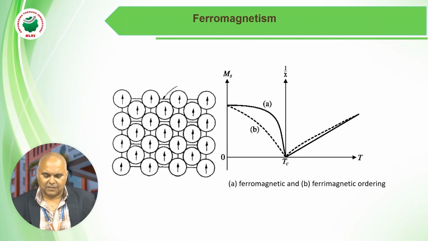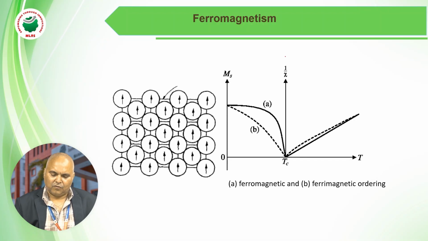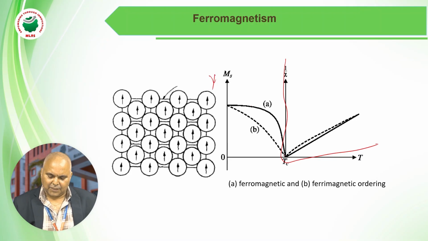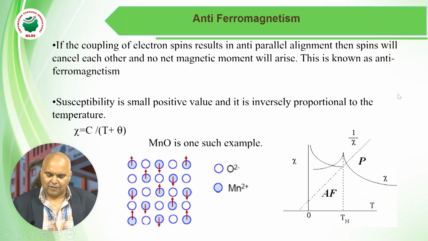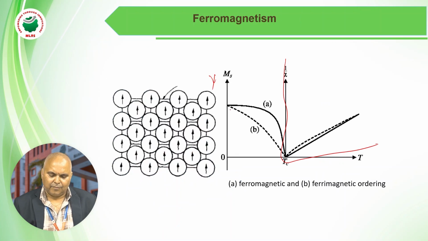You can see the curve with temperature, how it looks. This is the 1 over chi value, nothing but the chi value. If the temperature decreases, the value will increase and it will saturate at lower temperature. That means a sudden increase of magnetic moment will occur at a particular temperature. That temperature is called the Curie temperature.